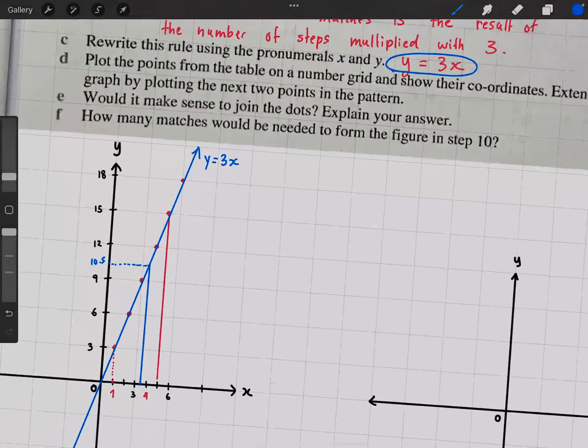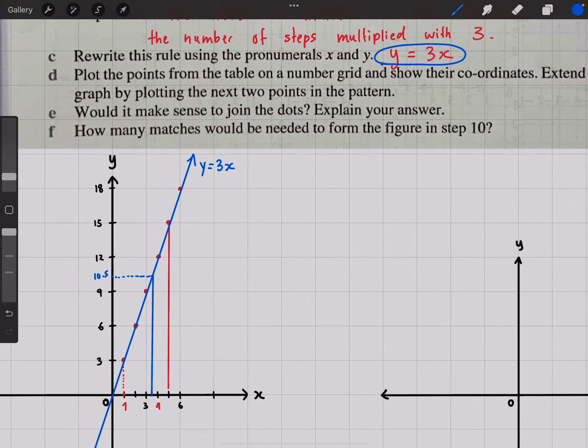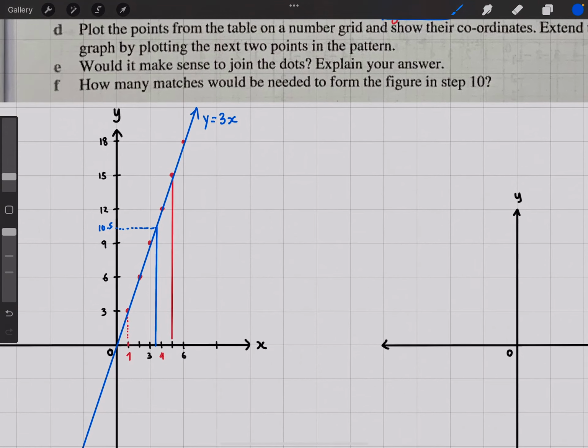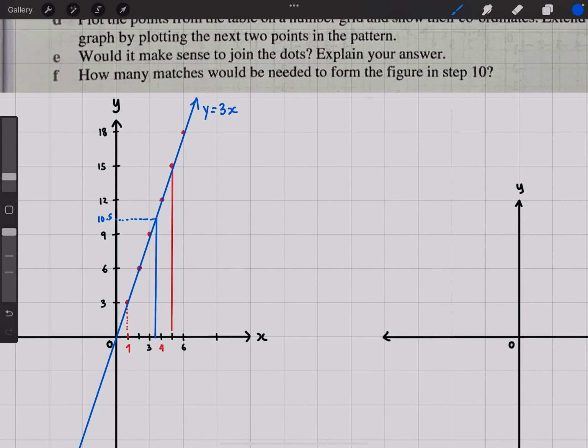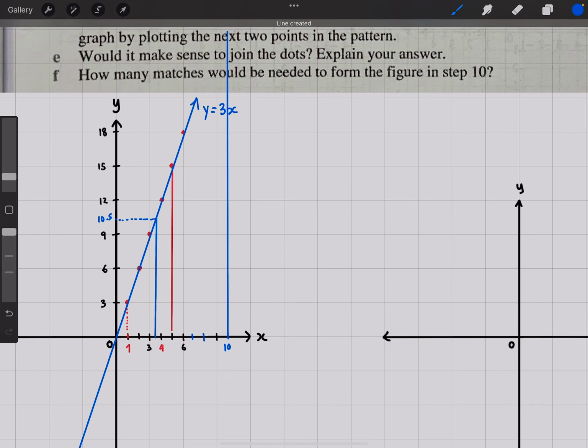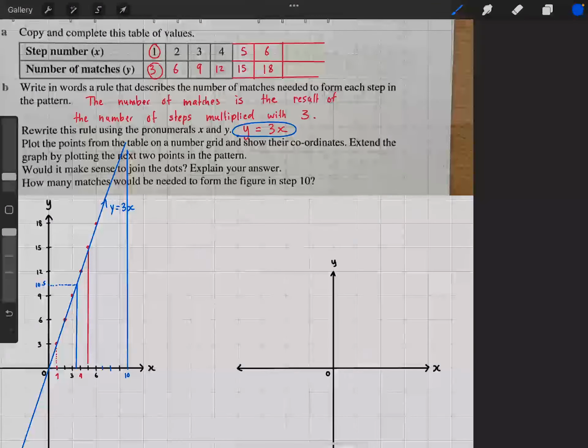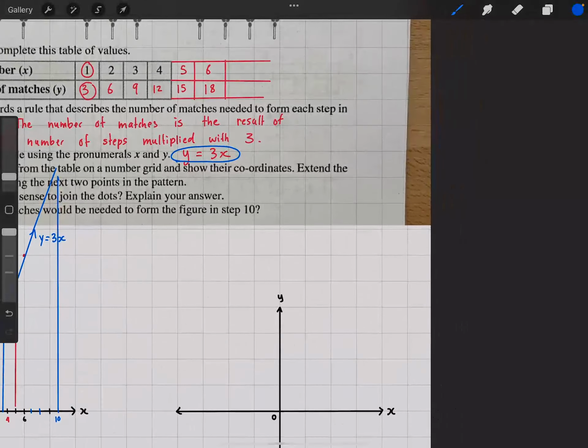Alright, next one. Question F says, how many matches would be needed to form the figure in step 10? Okay, well, we can do this two ways. We can either draw graphically and see what we get. So 6, 7, 8, 9, 10. 10 will be somewhere here. You just draw a line up and see where it hits this line here. Which I'm not going to do. Or you can just use the equation.